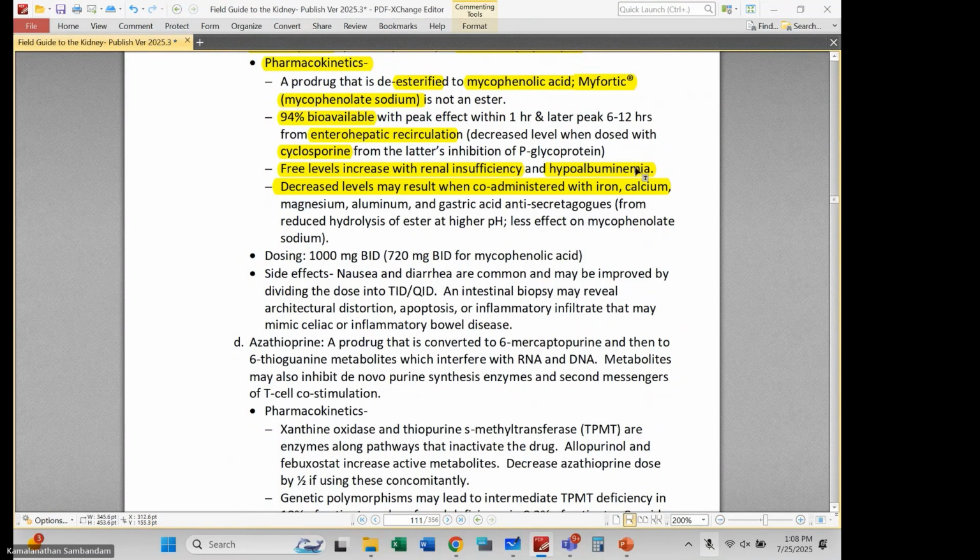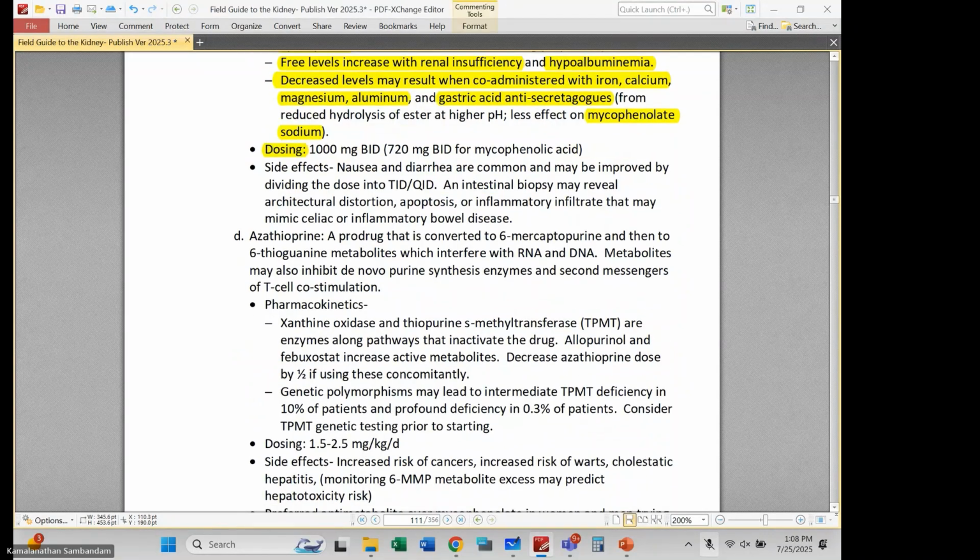There may be reduction in levels when you give it simultaneously with some of these minerals. Gastric antisecretagogues might affect the drug absorption. However, this is pretty low level interaction because, again, it's a highly bioavailable drug, so it's pretty subtle. But you can see if you put it in Hippocrates, it'll show, yes, the PPI can affect the drug absorption of mycophenolate, but we usually don't worry about that.